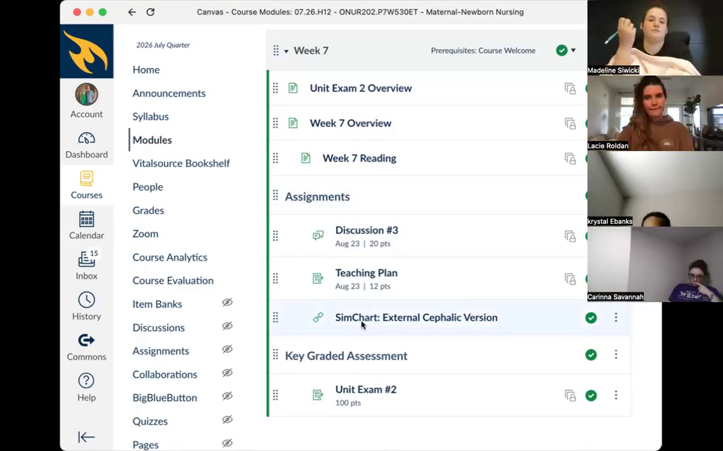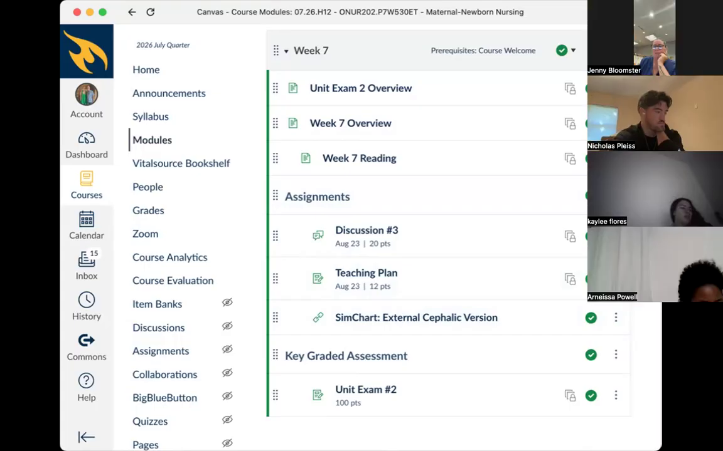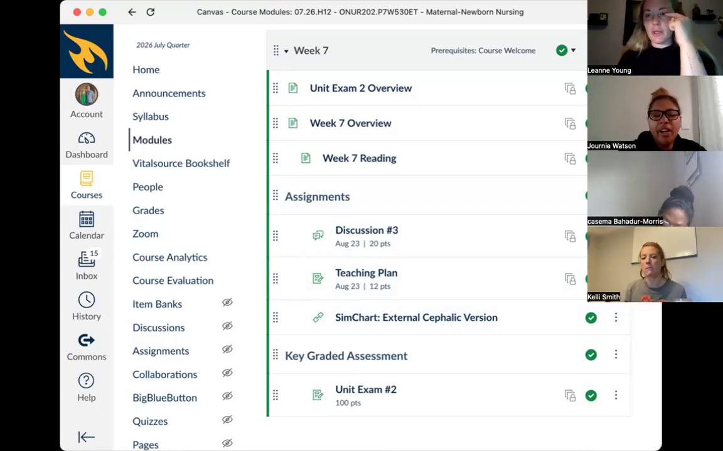You have another sim chart, the external cephalic version sim chart that will be due next week. But what I really wanted to take some time talking about is this teaching plan assignment, okay? It was brought to my attention this morning that the due date in here was wrong. So I went in and I changed the due date. It won't be due for you guys until the following Sunday at the end of week 7, okay?